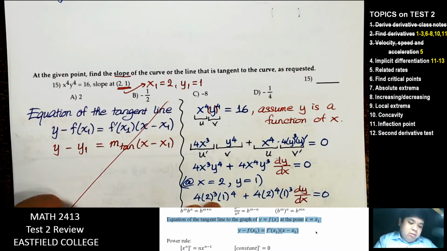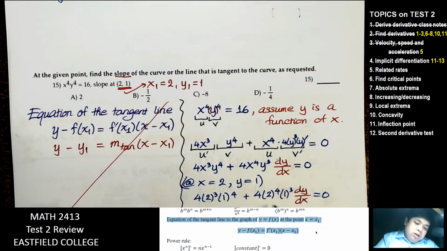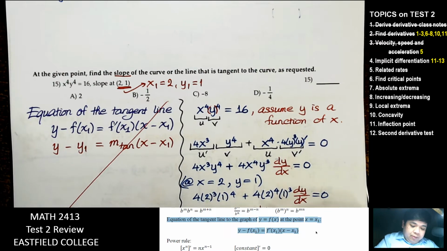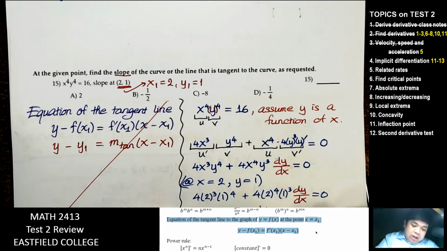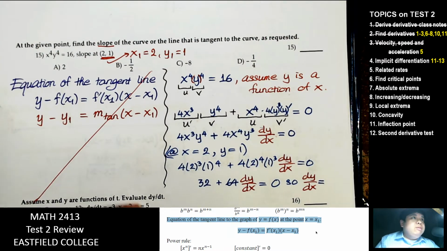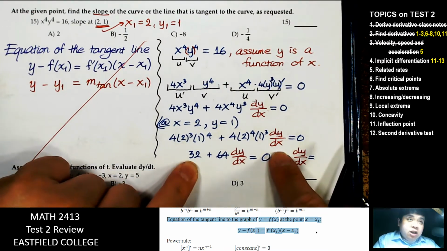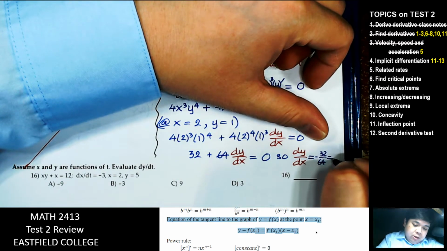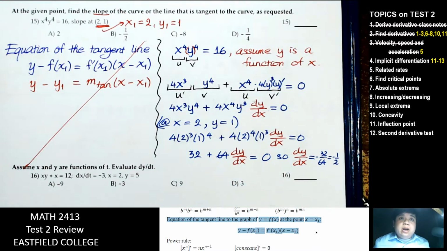So that is 8 for 32, plus 2 to the 4th power, 16, and 4, 64. So dy over dx, negative 32 on that side divided by 64, negative 1/2.